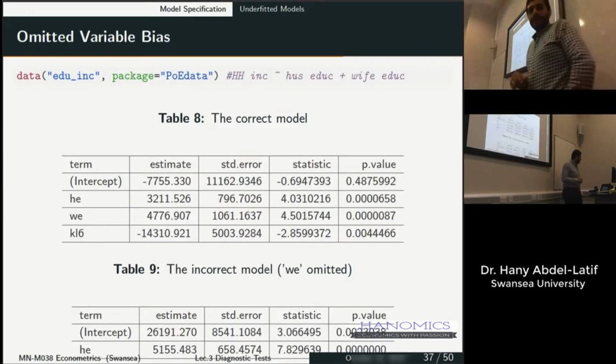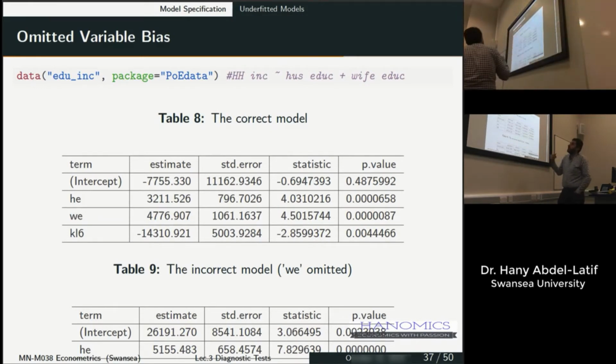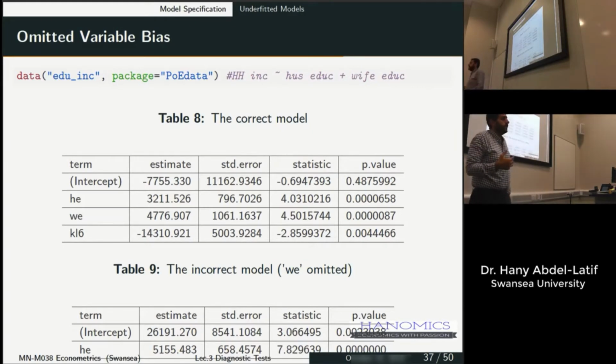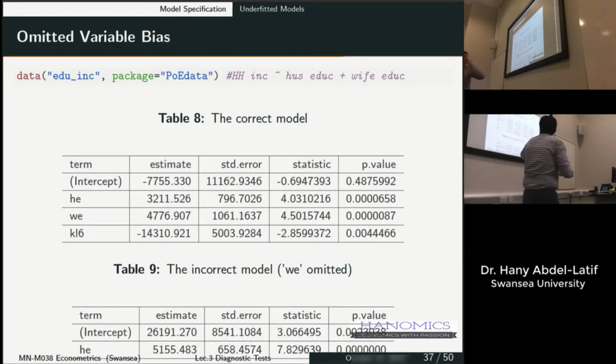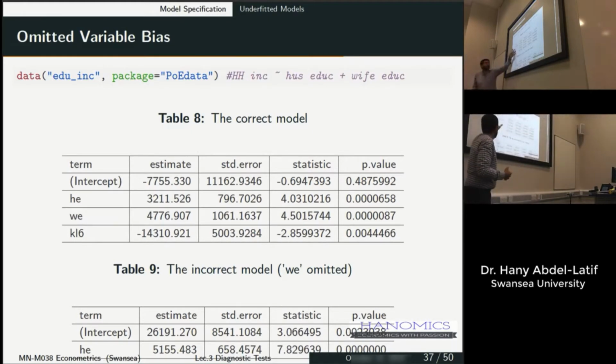So let's look at an example. In this example, I'm using data about education and income. In this data, we're trying to model family income. And we said the correct model is that family income should depend on the husband income and the wife income. So HE here is the husband income, and this is the wife income, and this is the number of kids who are less than 6. So let's say this is our correct model. This is the model that we should include.